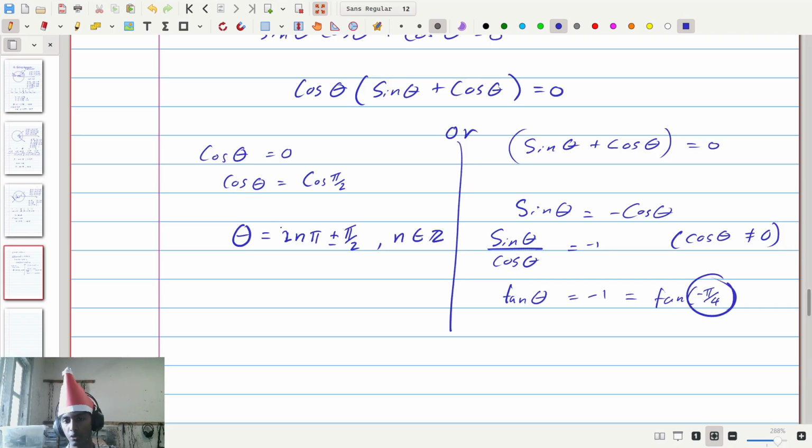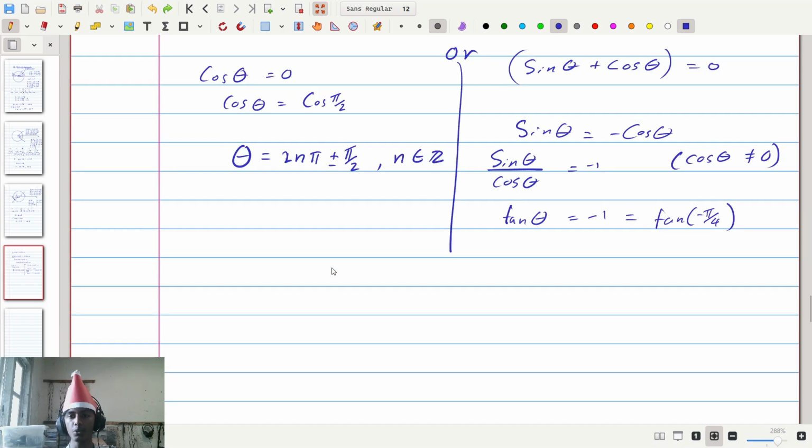I'm going to do tan of negative pi by 4, in this case where tan A equals tan B. We have that tan theta is equal to tan of negative pi by 4. So now we can write that theta is equal to, recall, an integer times pi plus the angle inside, which is negative pi by 4, for m an element of the integers.